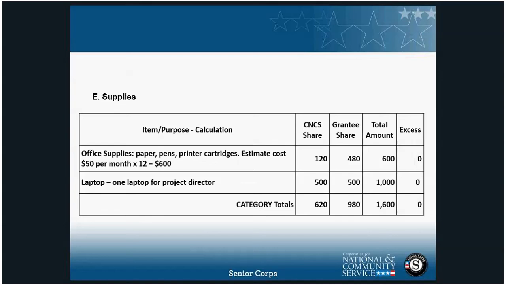Supplies are basic office operating supplies, and they should be grouped together as we illustrate here. And you just give us an estimated cost or basis for the expenses that you have proposed in the budget. Also, if you're purchasing laptops or printers, it should be shown in the supply section, and create a separate line item for each item that's being purchased.